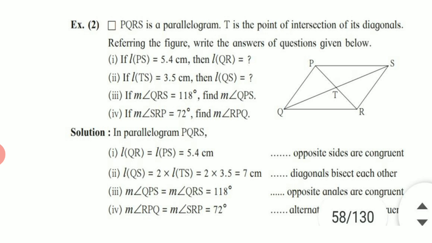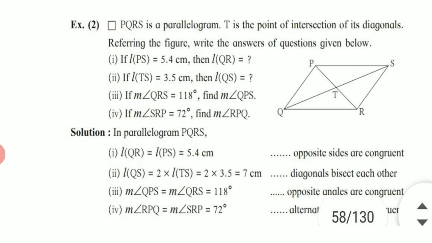Example number 2. Rectangle PQRS is a parallelogram. T is the point of intersection of its diagonals. Referring to the figure, write the answers of the questions given below. If length PS is equal to 5.4 centimeters, then length QR is also equal to 5.4 centimeters because opposite sides are congruent. If length TS is equal to 3.5 centimeters, then length QS is equal to 7 centimeters because diagonals bisect each other.